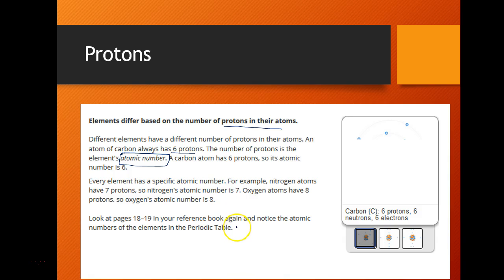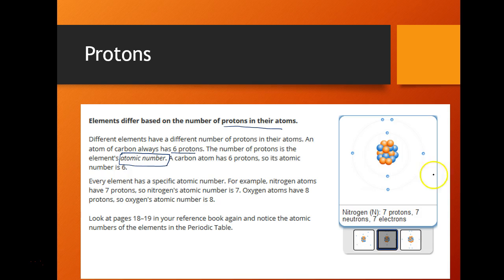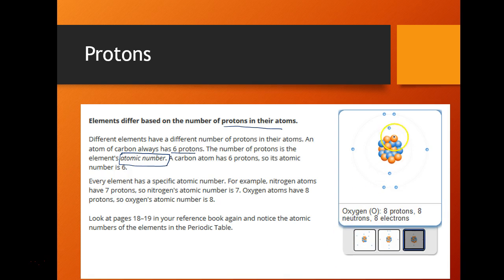Every element has a specific atomic number, so it's not like all of them are 6, but each of them has a unique atomic number. For example, nitrogen has 7 protons, so then nitrogen's atomic number would be 7, right? Like you see right here. And oxygen has 8 protons, so oxygen's atomic number would be 8, like you see right here. So oxygen and nitrogen have more protons than carbon, and thus their atomic number is greater.